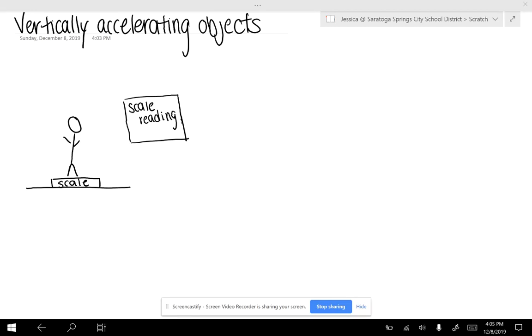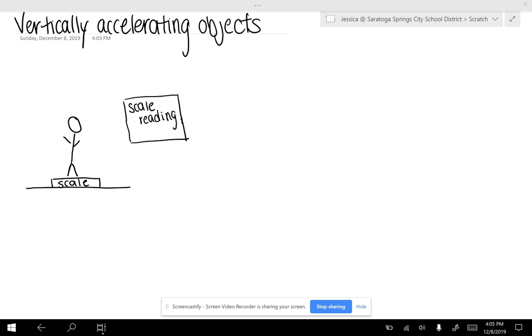This video is going to be about vertically accelerating objects. The most common type of problem we're going to see is an elevator problem. So a guy or a girl standing on a scale in an elevator, what does the scale read?